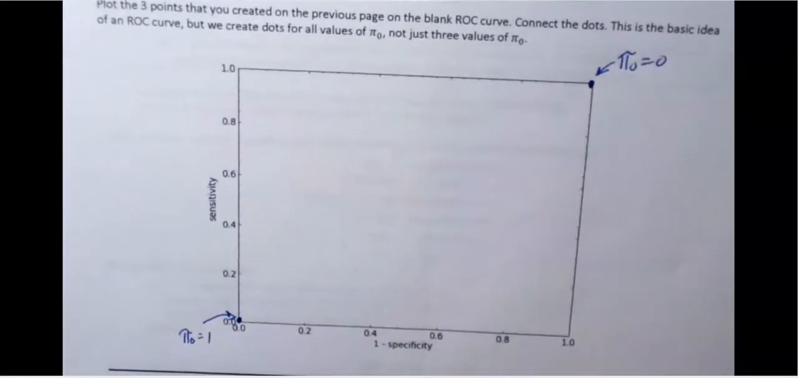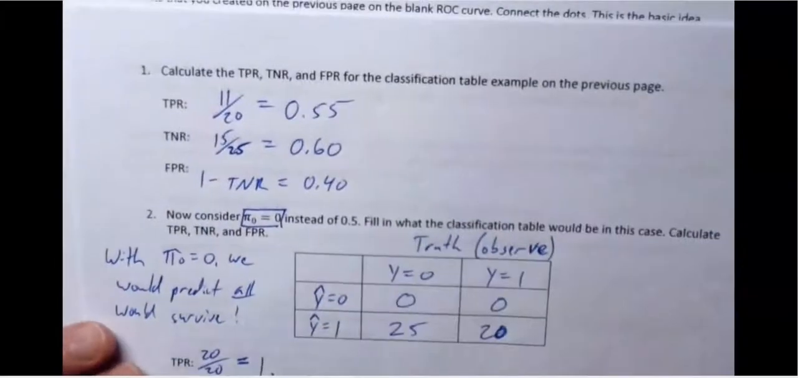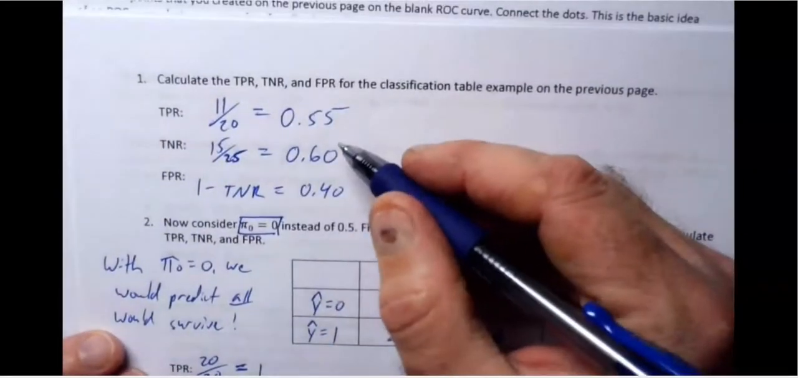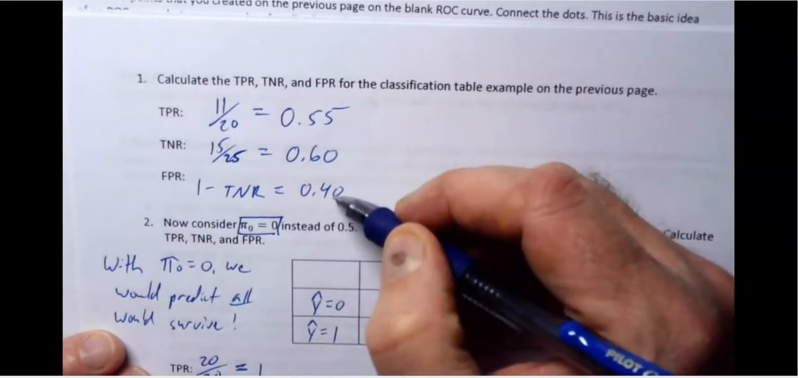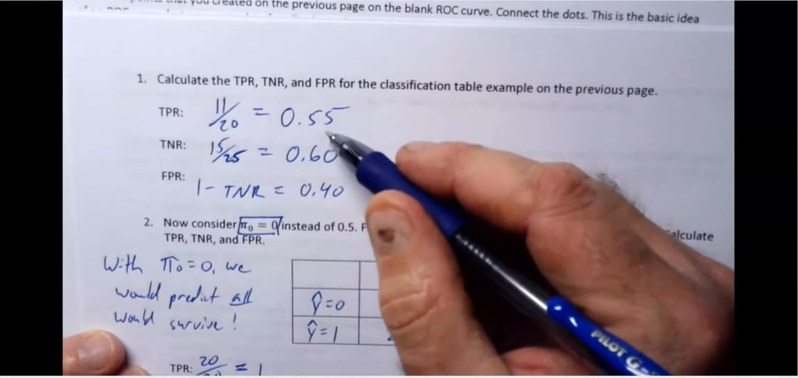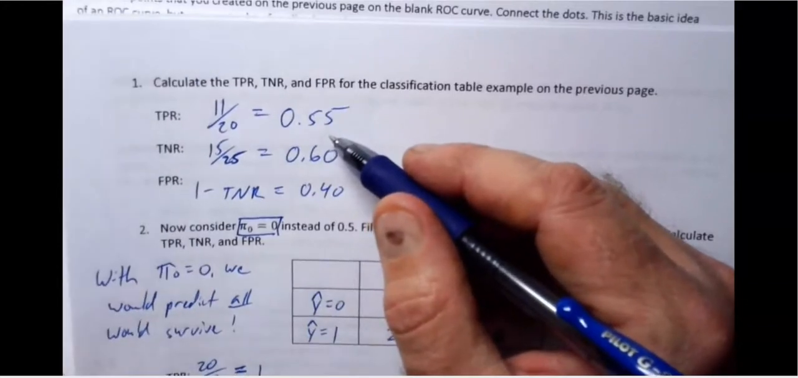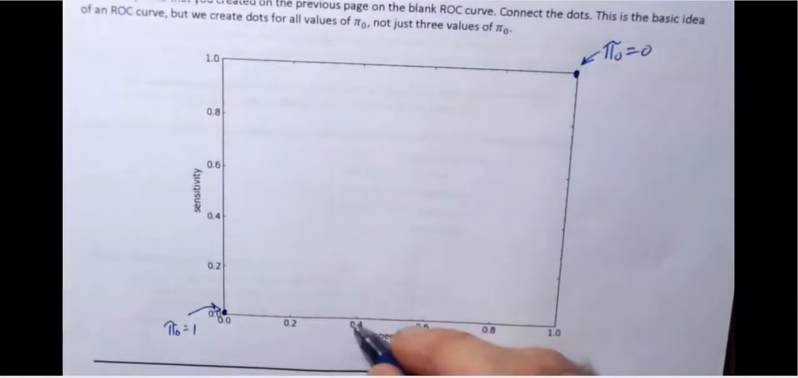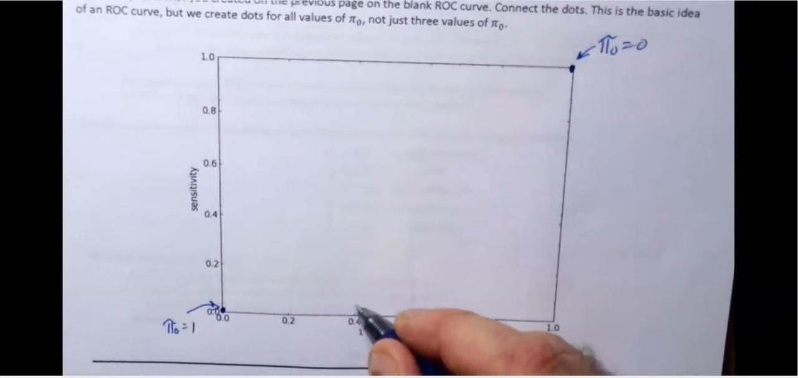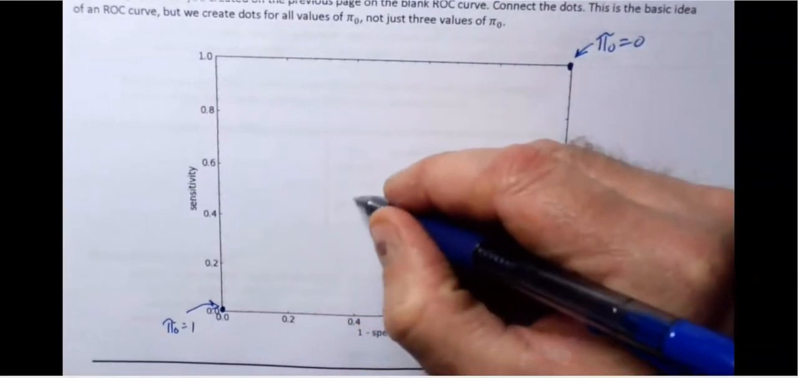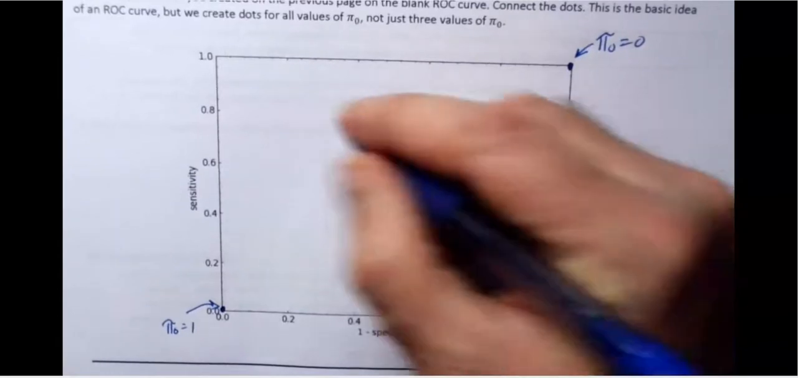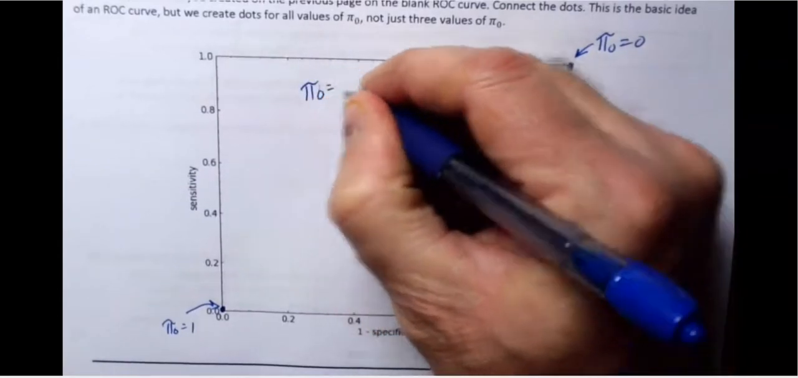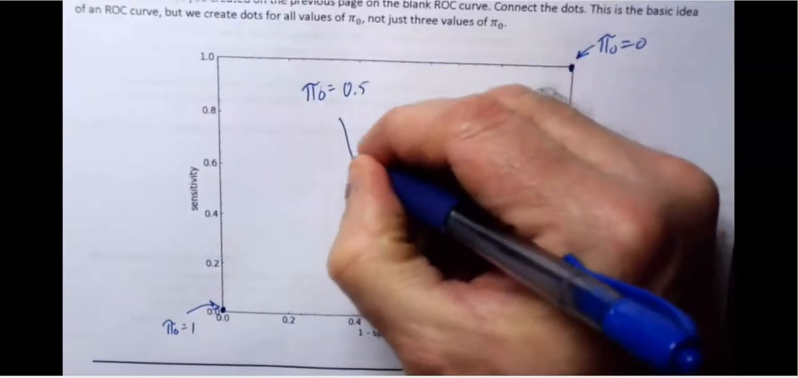And then we had one more point on here. Our one more point that we calculated was when pi 0 is equal to 0.5. That's the first thing we calculated. We had a false positive rate of 0.4 and a true positive rate of 0.55, and I'm just eyeballing it here. And this is where we said pi 0 is equal to 0.5.